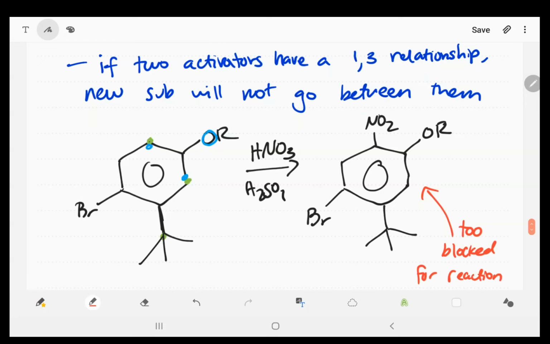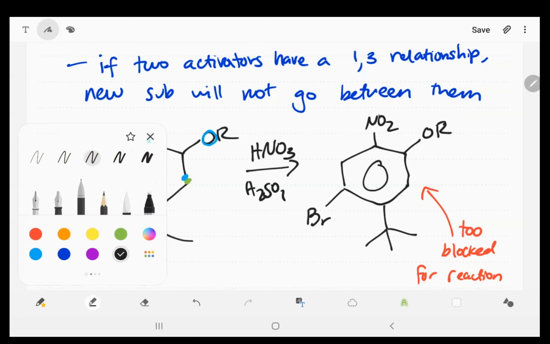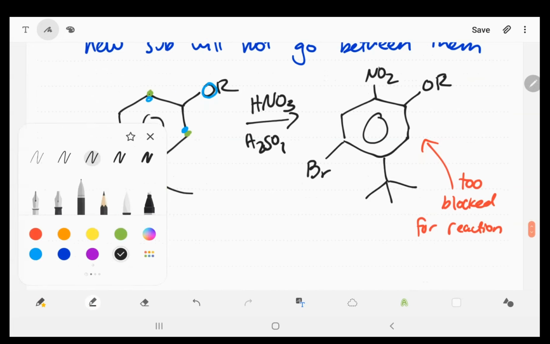So this is too blocked. The sterics are blocking that position, so we're not going to be able to get that one to go. All right, and then two more special rules.